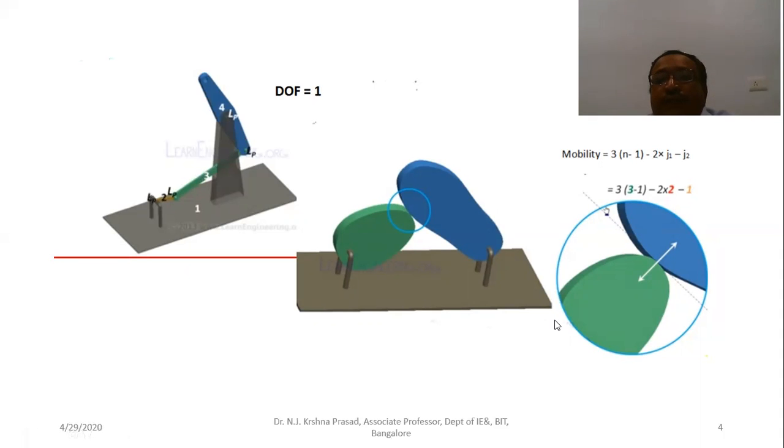And if you see this diagram, in this problem, total number of links is 3. Number of joints having 1 degree of freedom is 2. And number of pairs having 2 degrees of freedom is 1. Here, it has rotating, also it is sliding. Then the mobility value it will give.